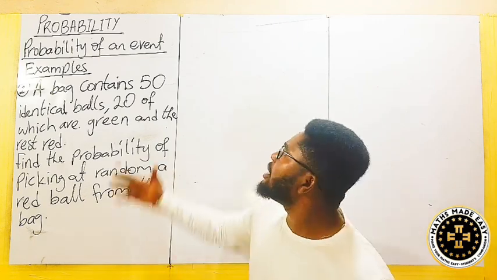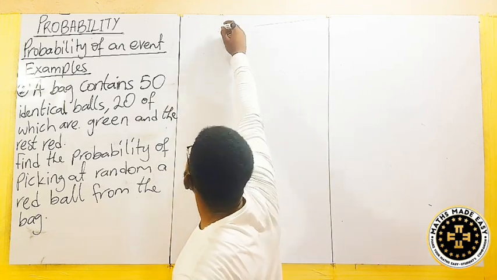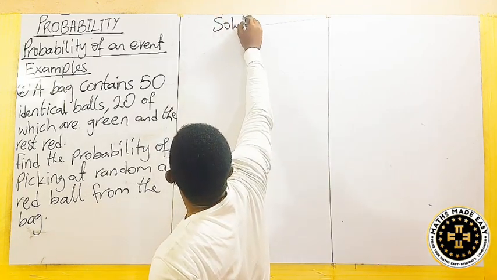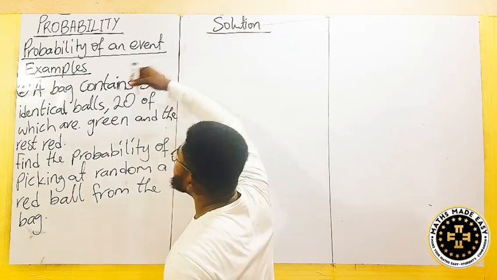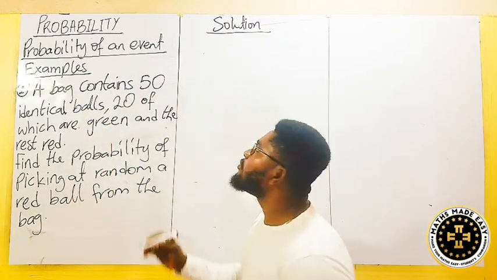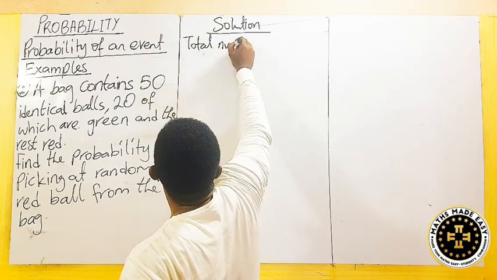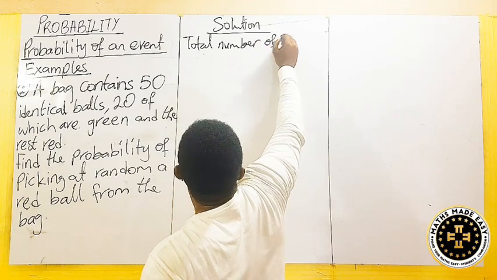But before that, let's put down the data, the parameters for the data. Let's put down the whole thing. So, solution. It says that a bag contains 50 identical balls. So the total number of balls.